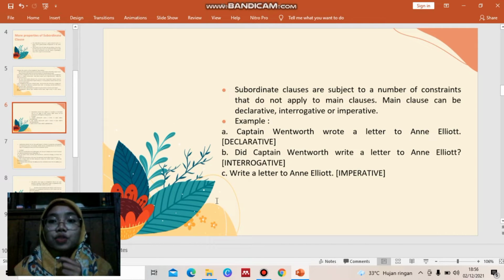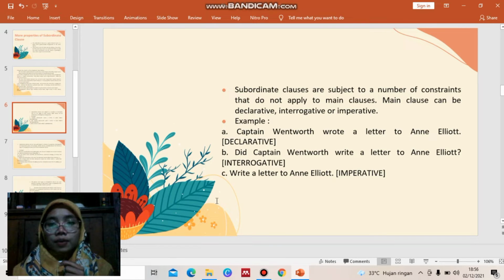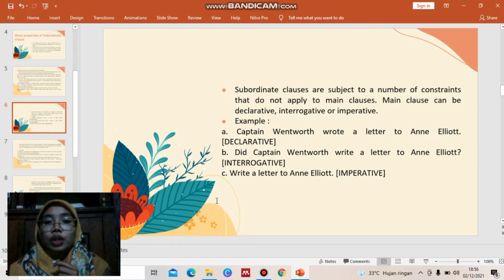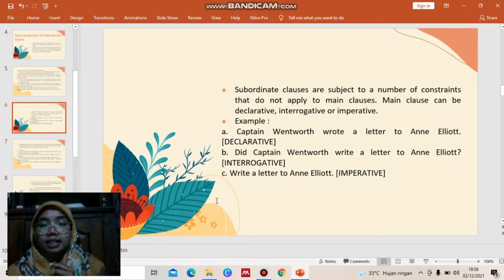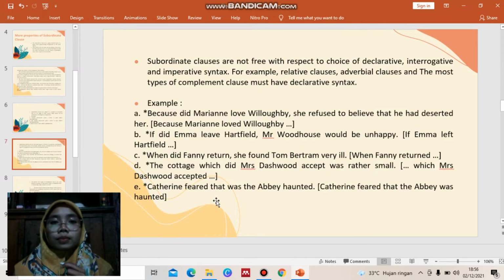Subordinate clauses are subject to a number of constraints that don't apply to main clauses. Main clause can be declarative, interrogative, or imperative. For example, A. Captain Wentworth wrote a letter to Anne Elliot is declarative. B. Did Captain Wentworth write a letter to Anne Elliot is interrogative. C. Write a letter to Anne Elliot is imperative.